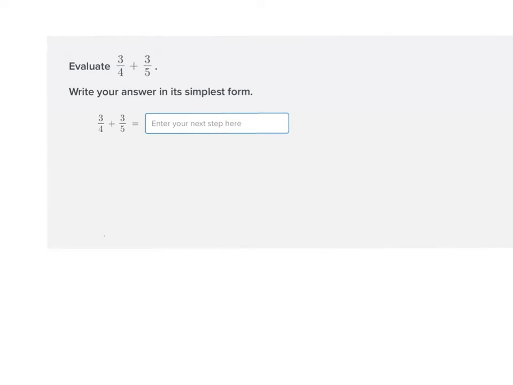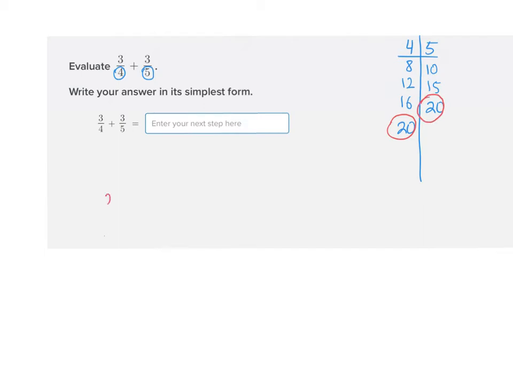So remember, the first thing you want to do is look at your denominators. If your denominators are different, you need to make your common denominator. So if we're looking at 4 and 5, I'm going to make my list of my multiples here. Once I have a match, I'll circle it. And this is my least common denominator, 20.